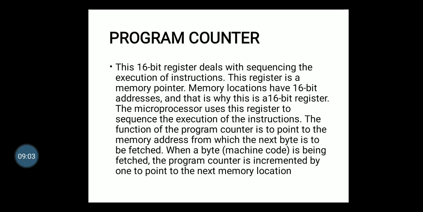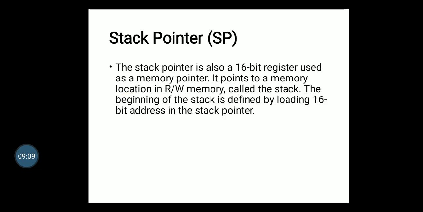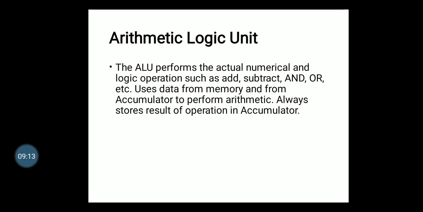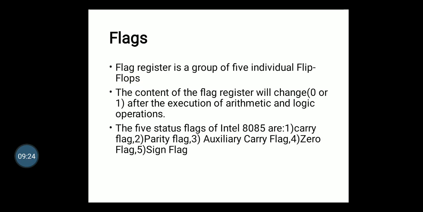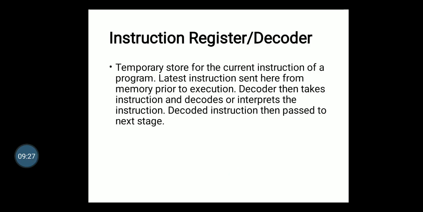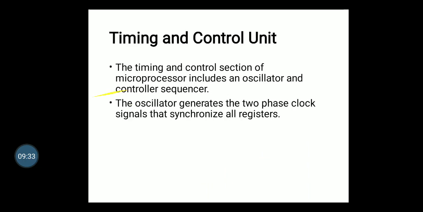Next one, program counter. It deals with sequencing the execution of programs. It is 16-bit. Stack pointer. It is also a 16-bit register used as a memory pointer. Arithmetic logic unit. It performs all the arithmetic operations. And the temporary register. It is also 8-bit and associated with the ALU. Flags. There are 5 status flags. Instruction register. It fetches the current instruction of a program.